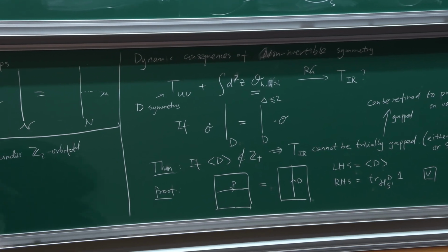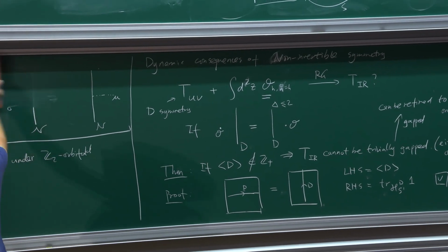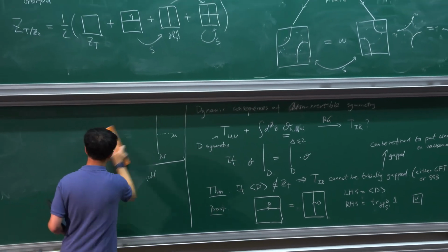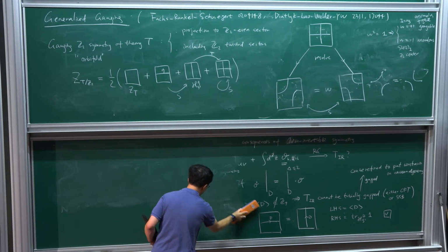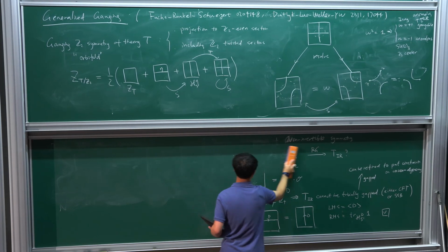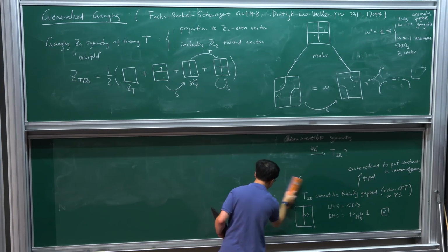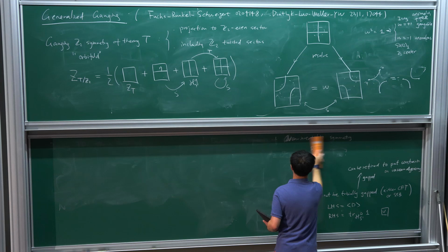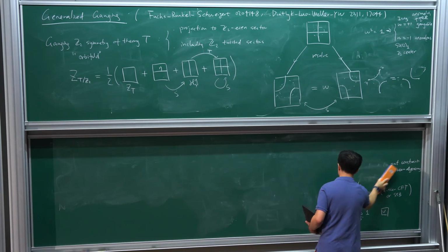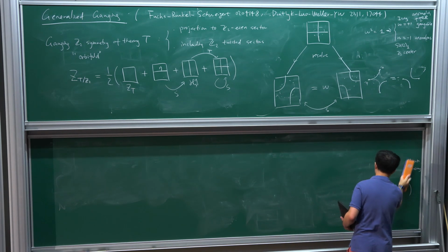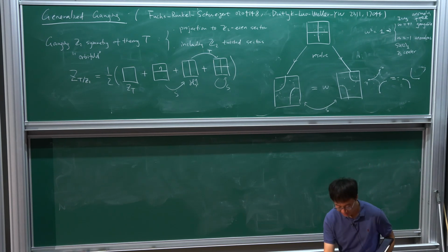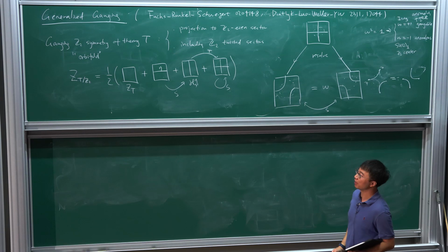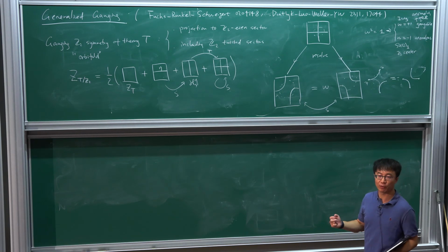OK. So I'm taking a slight shortcut to describe generalized gauging. But there's a very suggestive way to promote the story that we described to the case of gauging non-invertible symmetries. It comes from taking seriously this notion that gauging is imposing projection.